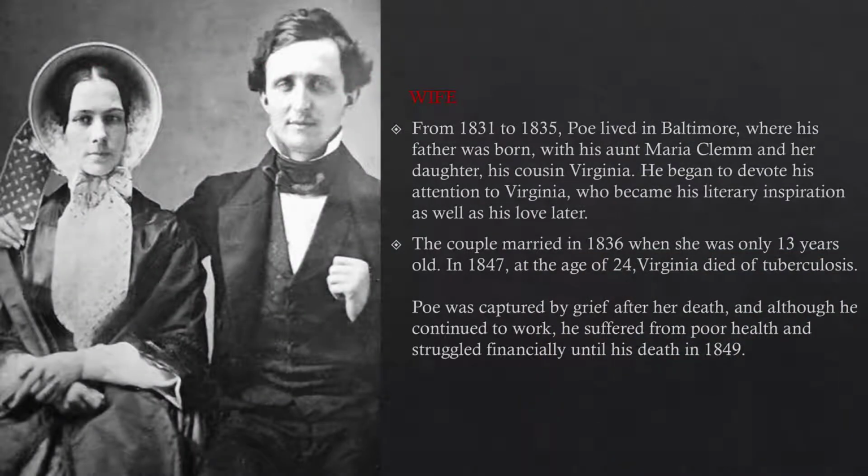And his wife, his love. Poe fell in love with his cousin Virginia, and she became his inspiration. The couple married in 1836 when Virginia was only 13 years old, and at the age of 24, Virginia died of tuberculosis. And Poe was destroyed by the grief after her death. Although he continued to work, he suffered from poor health and struggled financially again.